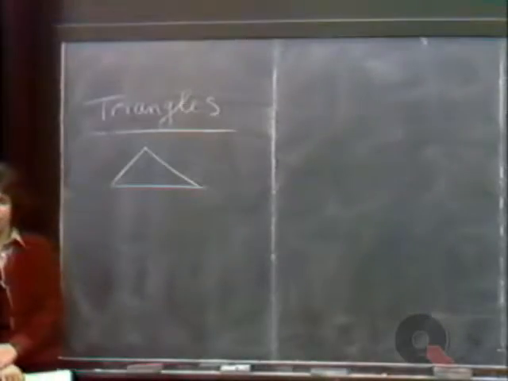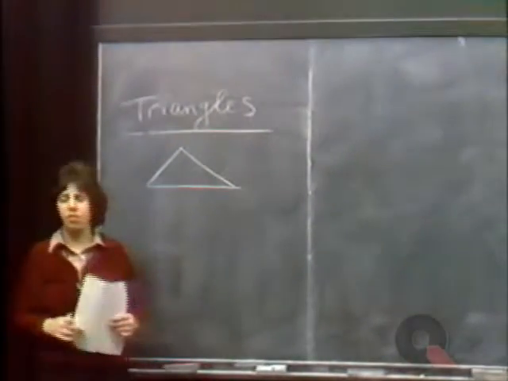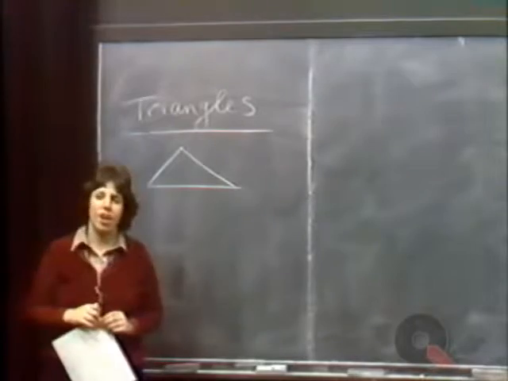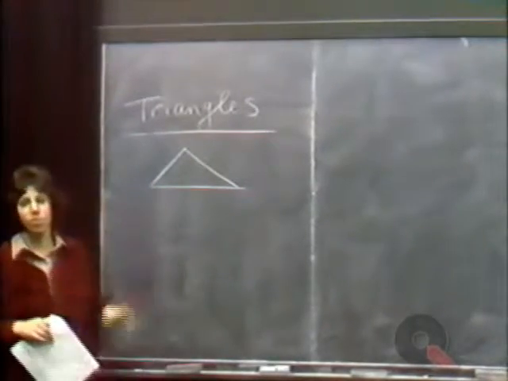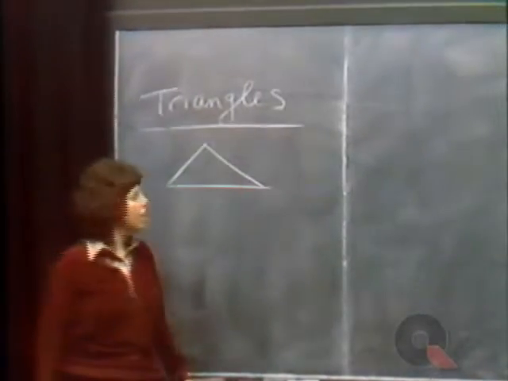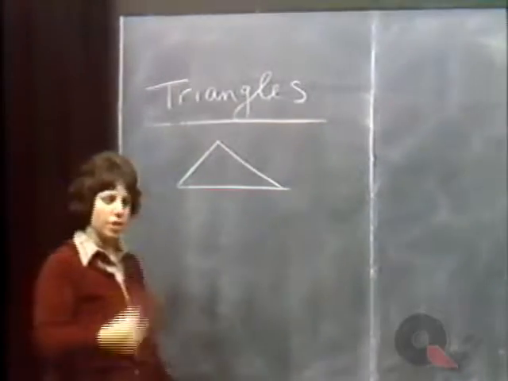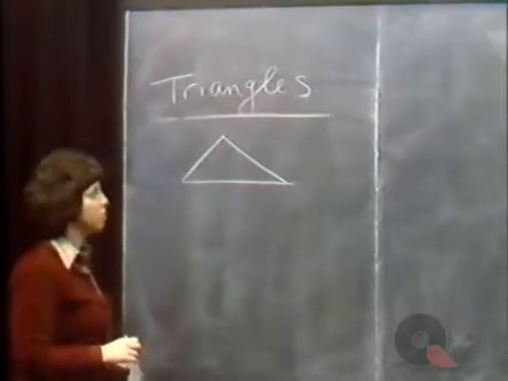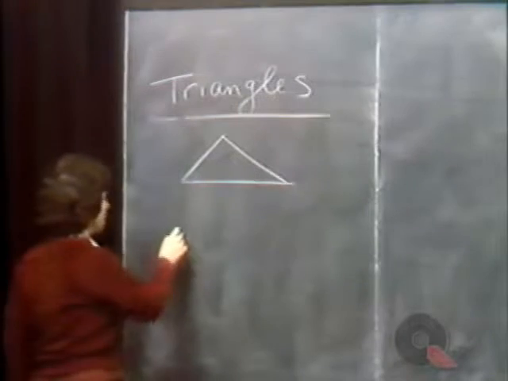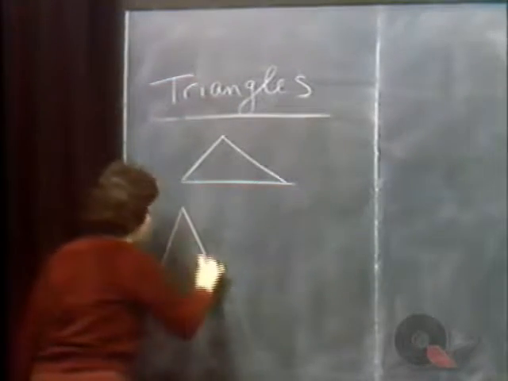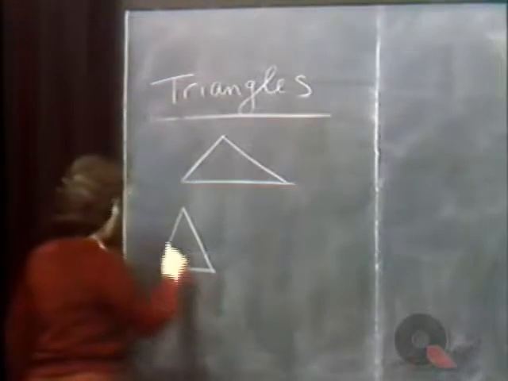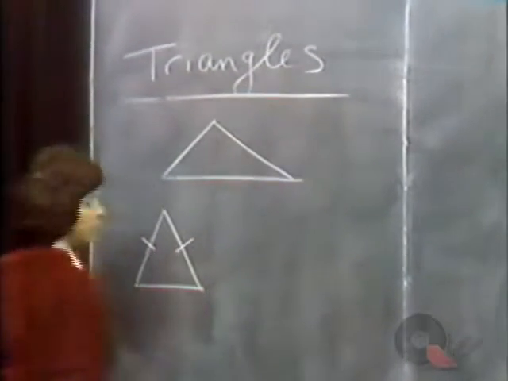This videotape, the second in our series on geometry, deals with triangles. A triangle is a closed three-sided figure. Certain types of triangles come up very often, and we're going to give them special names. An isosceles triangle is one in which two of the sides have the same length.